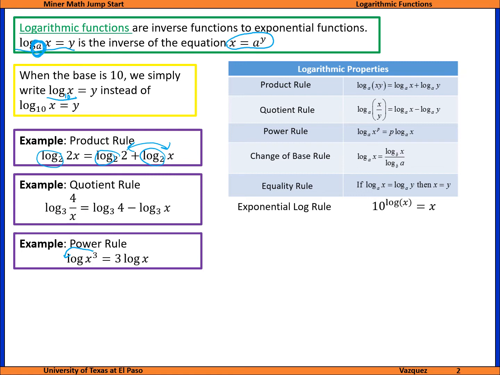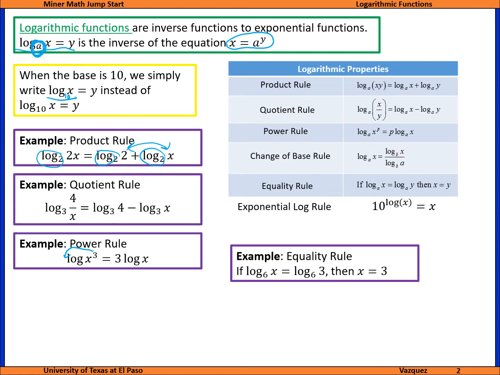Next one is the change of base. Sorry, I may have skipped one here. Oh, yes, I did skip one. We're going to go to change of base after this. Equality rule. So now we're looking at this rule here. If you have the same base, log base 6 in this case, and they're equal to each other, then x has to equal 3. So if you have two things equal to each other with logs and the same base, then the two arguments have to equal each other.